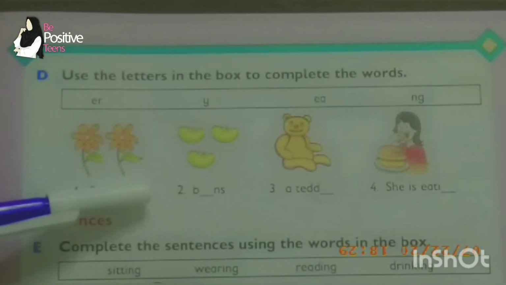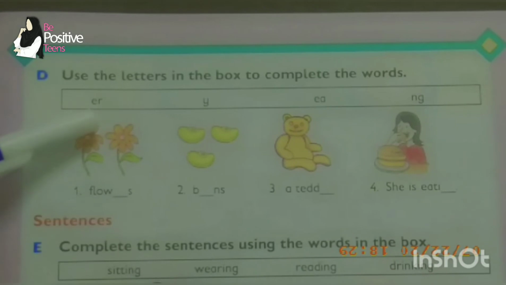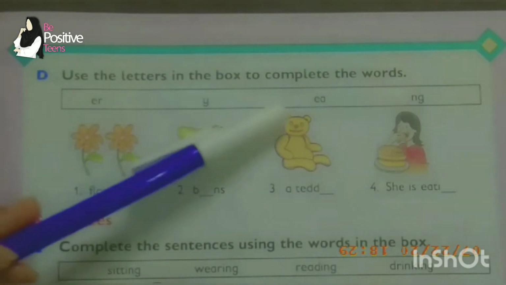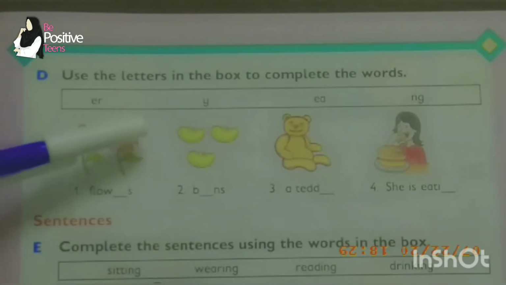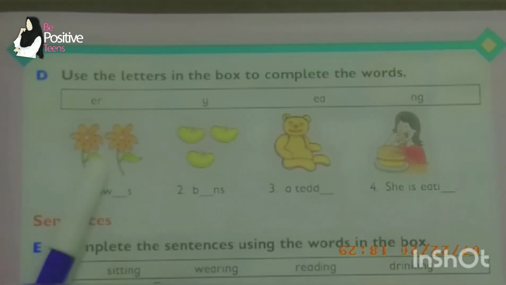Activity number D, use the letters in the box to complete the words. First we are going to read these letters: Y, E, A and N, G. So you have to use these letters and then you have to complete the words. So this one, you have to look at the picture and then just remember the word. These are flowers. So flow, then dash S. You have to use ER in this.